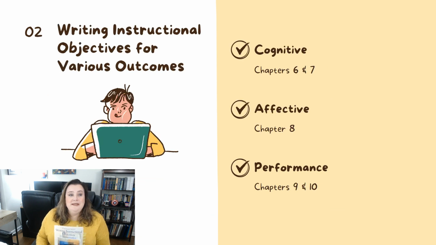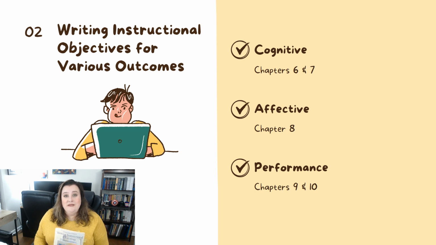Part 2 is writing the instructional objectives for various outcomes. So this part has 3 main divisions: the cognitive, the affective, and the performance instructional objectives. So this is very familiar to us. This is very normal for some of this content when it comes to writing instructional objectives. What was different for me was this whole section on performance, which I found to be really interesting.